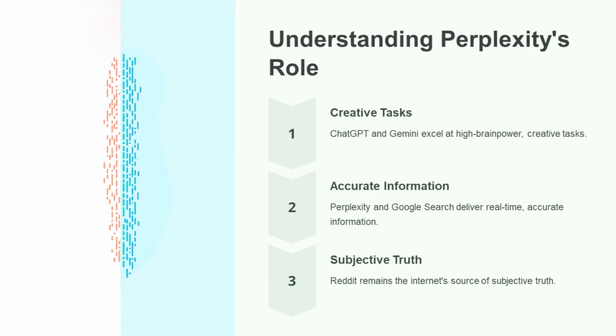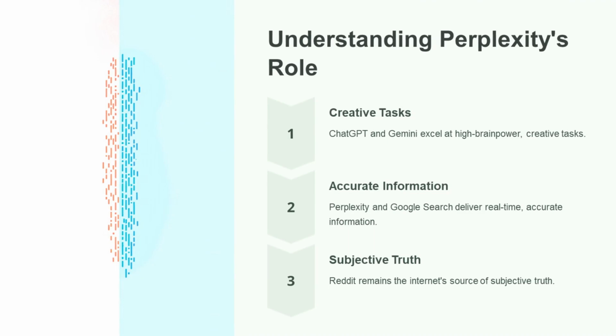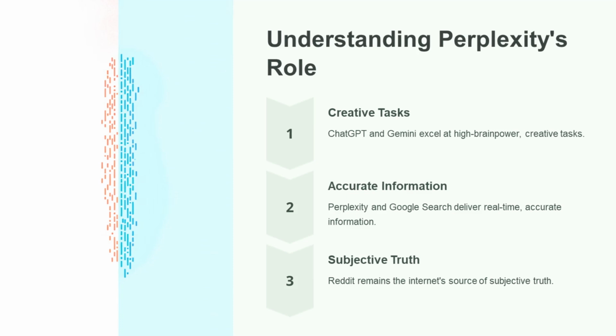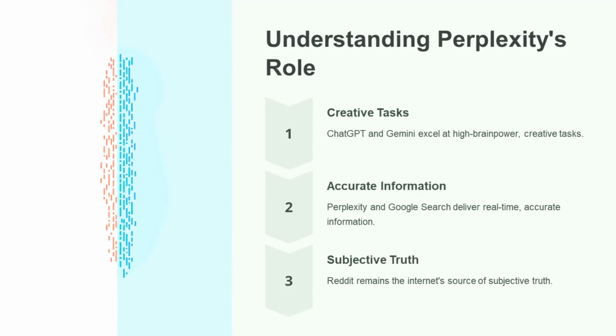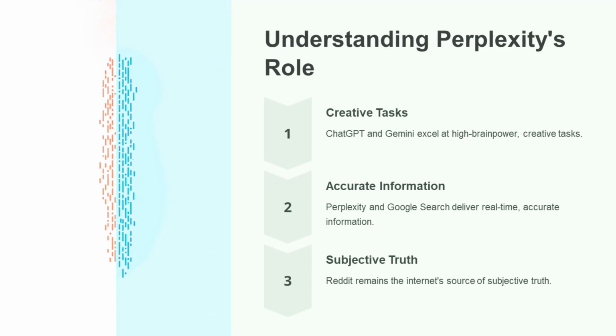Imagine AI tools on a spectrum. On one end, we have ChatGPT and Gemini, designed for high brainpower, creative tasks. On the other, tools like Perplexity and Google Search excel at delivering accurate, real-time information. And, of course, in a category of its own, there's Reddit, the internet's undisputed source of subjective truth.